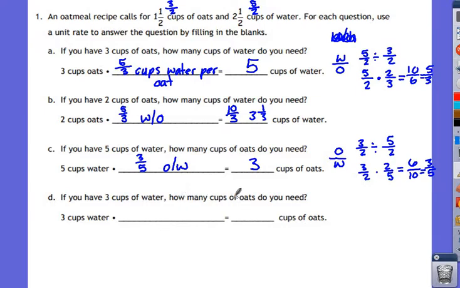Okay, how many cups of oats? It told me the water, so I'm using the same scale factor I've already found. 3/5 oats per water. 3 times 3 gives me 9. 9 can't divide by 5 evenly, so I can leave it 9 over 5, or 1 4/5 cups of oats.